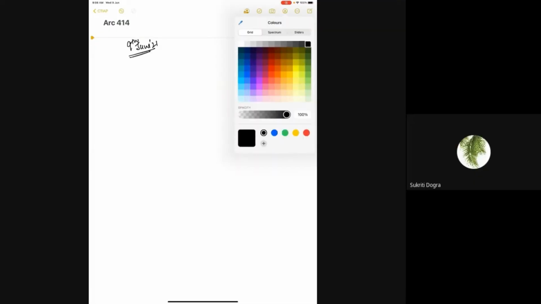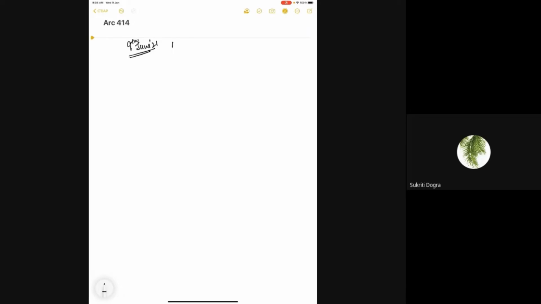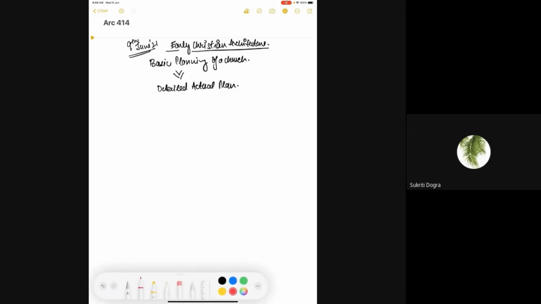Okay, so the topic for today is Christian architecture. We basically call it early Christian architecture. In the last class, we discussed the basic planning of a church, and today we'll go for a detailed actual plan of a church which exists today. We discussed a plan in the last class which had the concept of this plus sign, and we don't call it plus, we actually call this a cruciform shape.